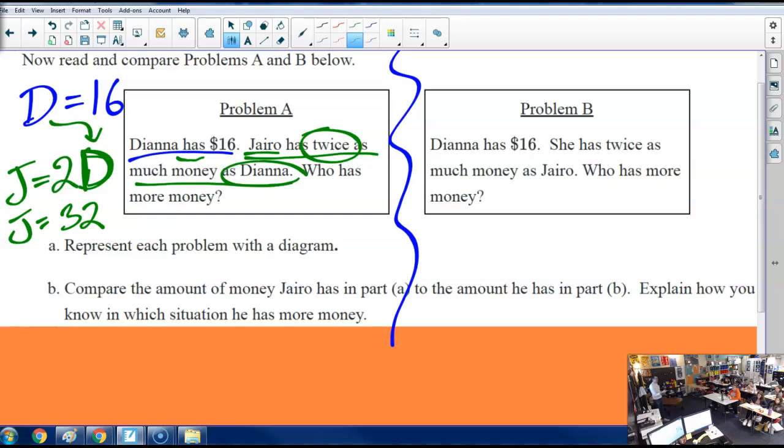So couldn't you just say D times 2 is J? Yep. You could also say D times 2 equals J. That's the same thing, just flipped around. You're reading it right to left instead of left to right. Same thing. Mathematically, same thing.